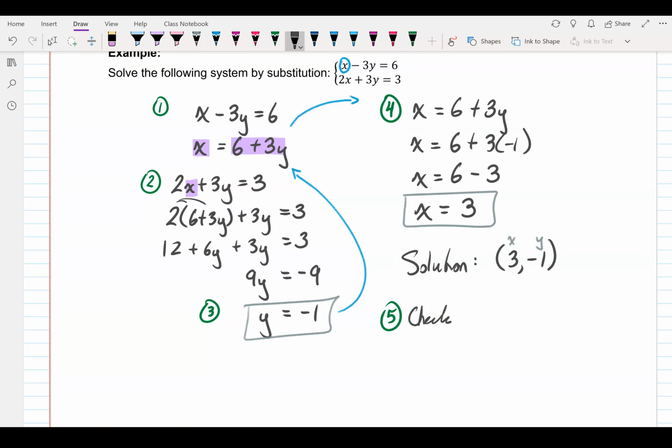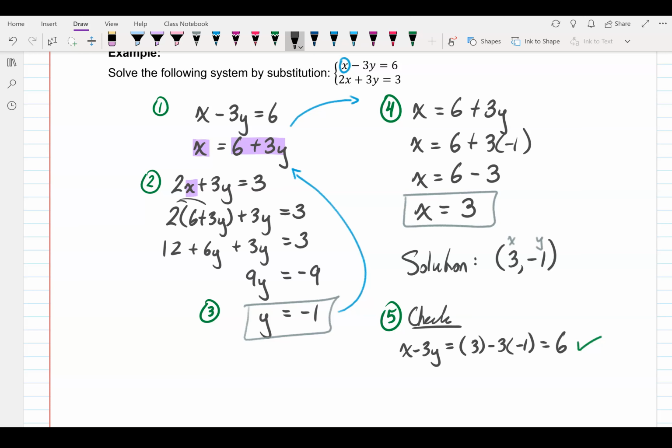I'm going to check it. How do I check it? I need to put my numbers into each equation and make sure that it matches. Okay, so my first equation, x minus 3y. What does that give me? It gives me 3 minus 3y, y being negative 1. What does that give me? That gives 6. It's correct. I worked it out.